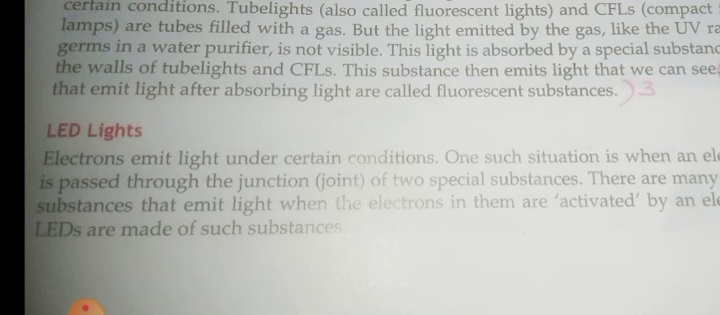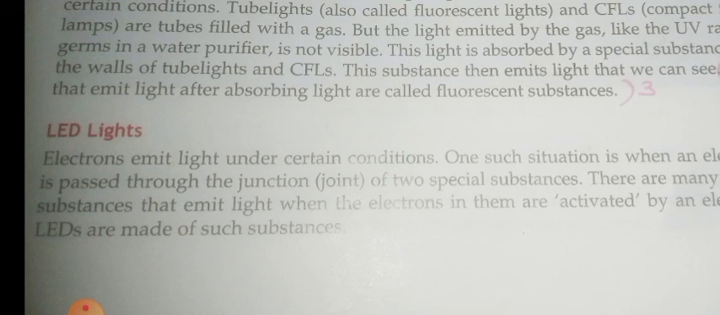This is a common one, isn't it? Electrons emit light under certain conditions. What are electrons? Electrons are the tiny particles which are present in atoms. You will be learning about them in your higher classes. One such situation is when an electric current is passed through the junction, that is, the joint, of two special substances.